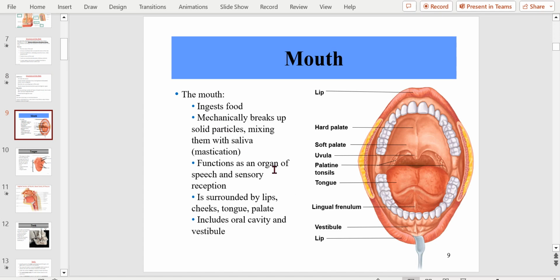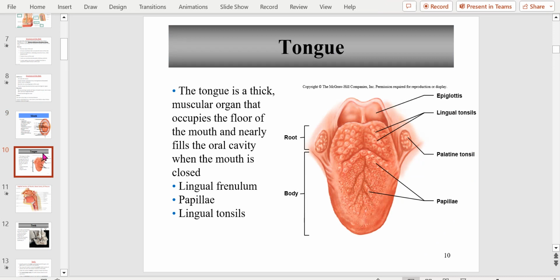Moving on, we'll start off with the mouth. It ingests food, mechanically breaks up solid particles, mixing them together with saliva. This process is called mastication. It functions as the organ of speech and sensory reception. Surrounded by lips, cheek, tongue, and palate. Includes the oral cavity and vestibule. All right, this is part of the digestion, we've got to do it. But I'm not going to go too heavy on dental, which we do cover. We're going to look at a tooth in a little bit of complexity.